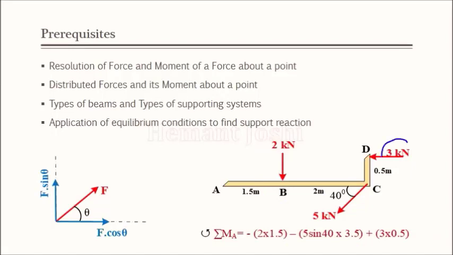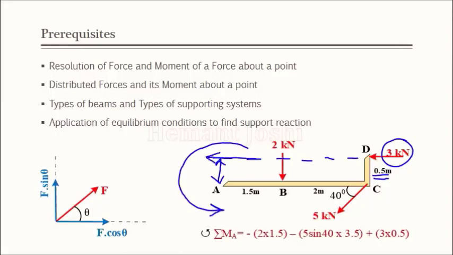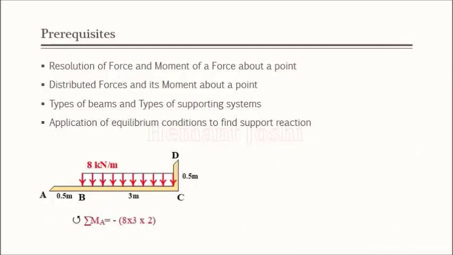Next force is 3 kN. It is horizontal. So whenever a force is horizontal, I need the vertical distance as the perpendicular distance to take the moment, and that vertical distance is 0.5. Observe that the moment created is anticlockwise because the arrow of the force is leftward. So this arrow will create an anticlockwise moment about point A. So the moment of that force is 3 into 0.5. The answer is positive because it is anticlockwise. Let's move ahead.